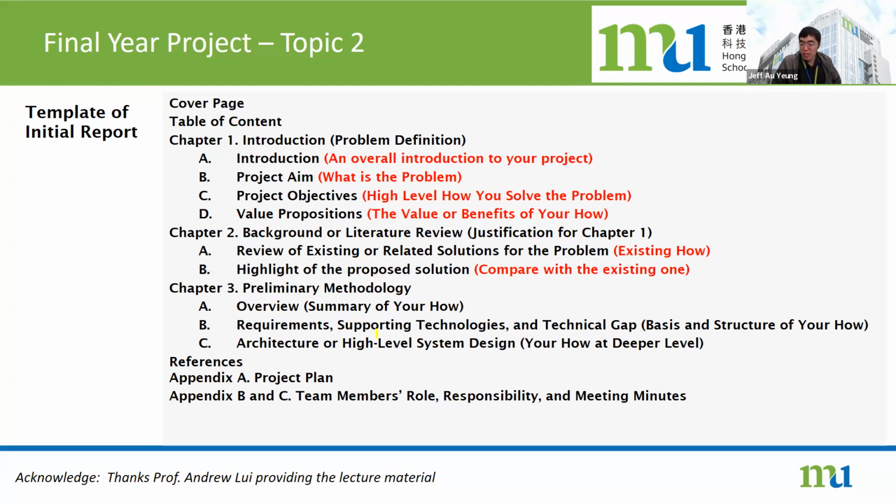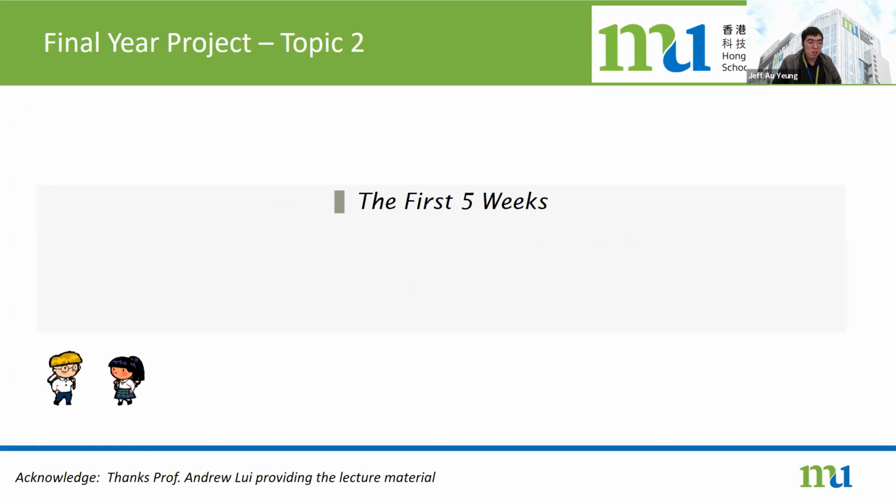which is overall what you want to do. And then there are some parts, but B and C are not very important at this moment. You have to do some kind of requirements and some kind of high-level design, but I would say B and C are less important in this initial report. It can be very brief, just represented by one diagram or some basic idea of how you're going to do it. And there's an appendix on project plan and team member roles, and that will be covered in the next few lessons, the first 5 weeks.